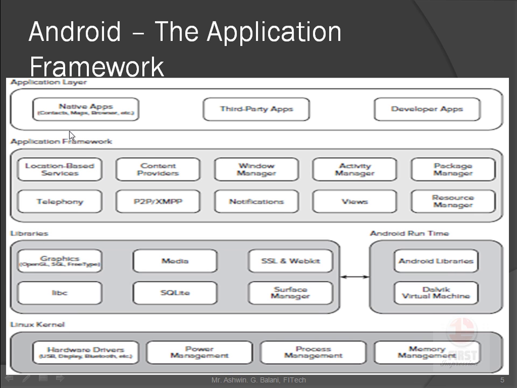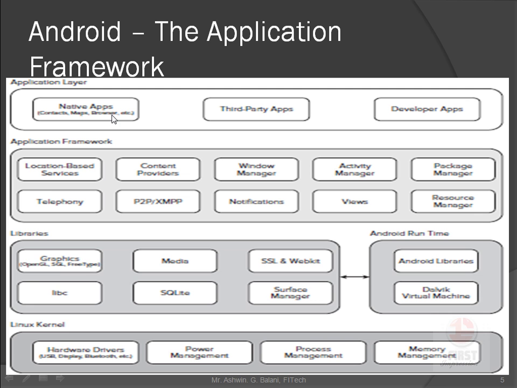On top of the libraries, we have the application framework. The application framework is a set of classes that is used to develop applications in a much better way. So the application framework uses the libraries. The libraries use the Linux kernel to access all the hardware components. On top of the application framework, you have the application layer.